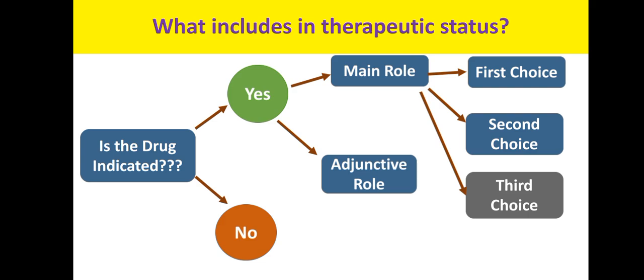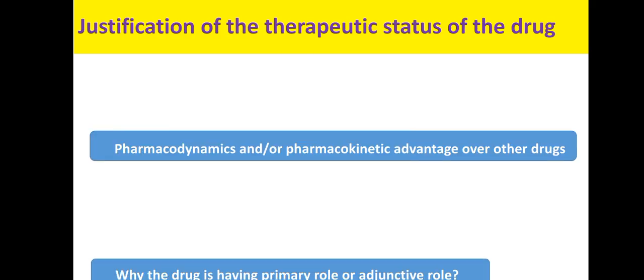So in a nutshell, if you want to categorize the drug as far as the choice of the drug is concerned, then which factors should you consider? One is the efficacy of the drug. Second is the pharmacokinetic advantages of the drug. Then the safety profile of the drug. Then the drug interaction profile, and lastly the cost. Okay, this will help you in deciding whether the drug is a first choice or second choice or third choice.